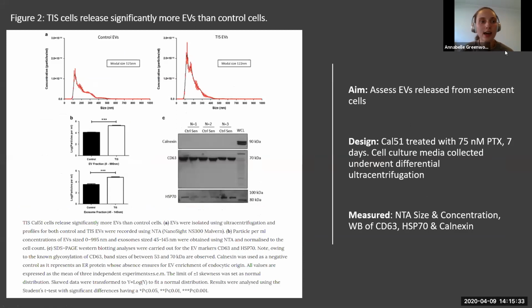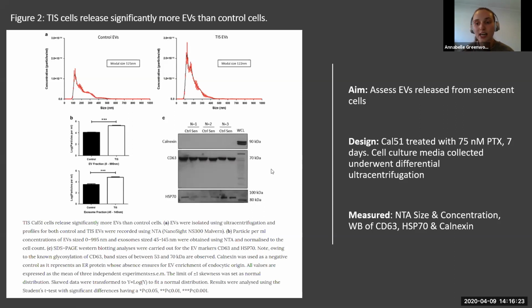Cool, so figure two: TIS cells release significantly more EVs than control cells. The aim here was to assess EVs released from senescent cells. It was the same thing again. The Cal51 cells are treated with 75 nanomolar PTX for 7 days. Briefly, they isolated their EVs from the cell culture media through differential centrifugation, ultracentrifugation. For the size and concentration, they used NTA, nanoparticle tracking analysis. And then they also did a Western blot of CD63 and HSP70 as positive markers and calnexin as their negative marker.